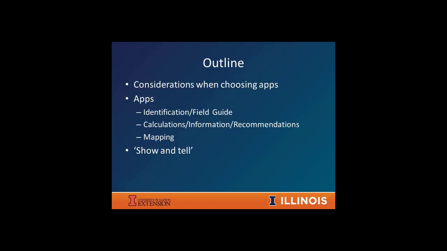So what we're wanting to do today is start with some considerations when choosing apps, things to think about when you decide whether you want to put them on your tablet or not, and then get into these different apps. We lumped them into three categories: identification and field guide type apps, calculations, information, and recommendation type apps, and then mapping apps. I'm going to talk about the first two, and then Kevin, who's more of a mapping expert than I am, is going to finish up with some of these different mapping apps. And then if we have time at the end, definitely take questions.